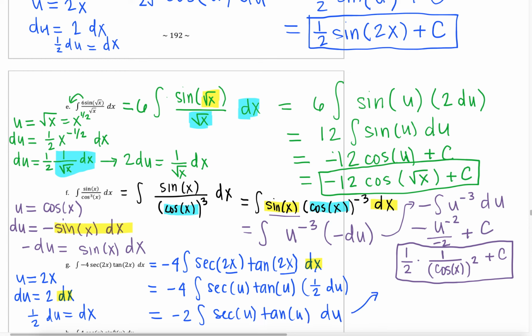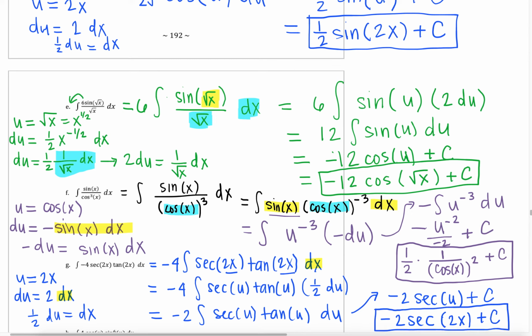From here, now that my integral is all in terms of u, I can find my antiderivative. The antiderivative of secant times tangent is equal to secant of u plus our constant. The last thing to do is replace what u is equal to, and we get -2 times secant of 2x plus c. And that will be our final answer for this one.